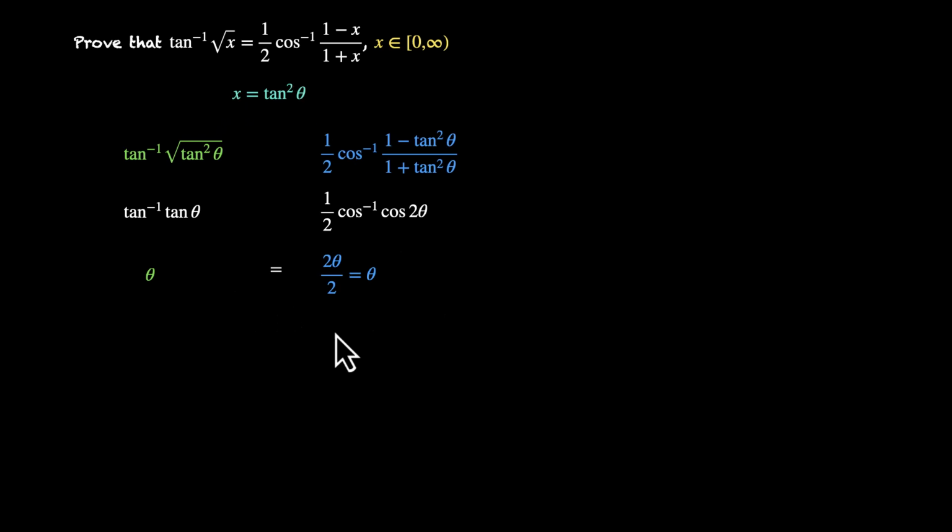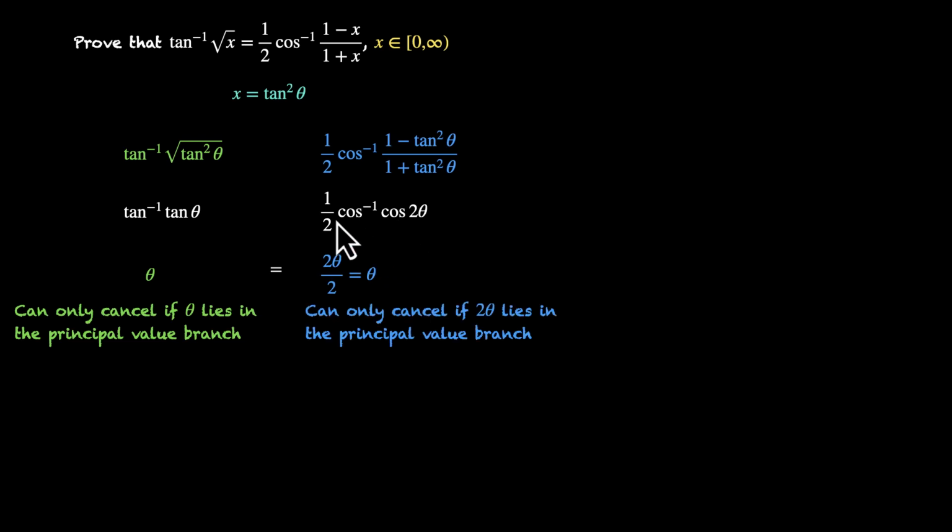But in this video, we'll dive a little deeper and talk about this range as well. x belongs to 0 to infinity. Where does this come from? Can we make sense of this? Alright. So, can we really cancel tan inverse and tan without worrying about theta? Well, no. We can only do this when theta lies in the principal value branch of tan inverse. And here as well, we can only cancel cos inverse and cos if 2 theta lies in the principal value branch of cos inverse. This gives us some constraints.